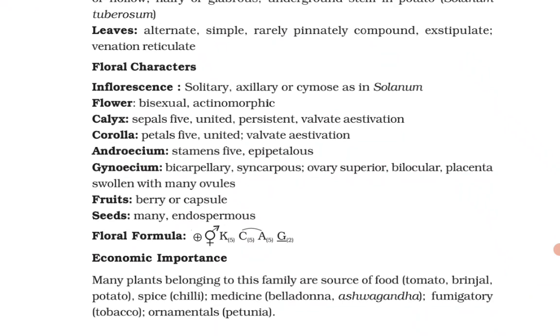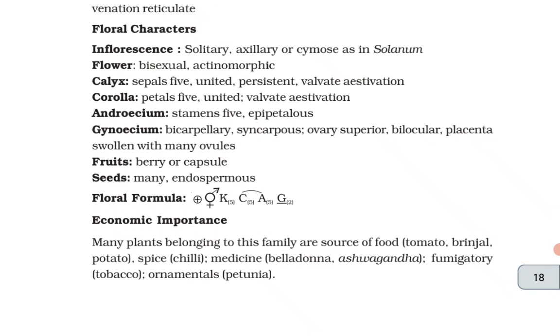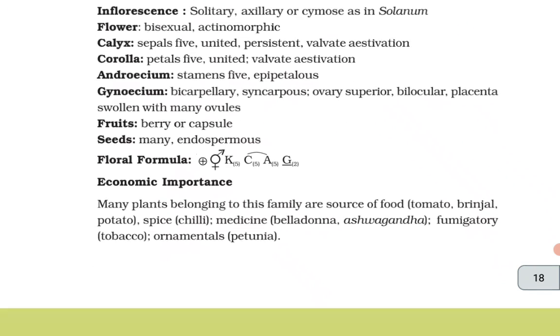Flower: bisexual, actinomorphic. Calyx: sepals 5, united, persistent, valvate aestivation. Corolla: petals 5, united, valvate aestivation. Androecium: stamens 5, epipetalous. Gynoecium: bicarpellary, syncarpous, ovary superior, bilocular, placenta swollen with many ovules. Fruits: berry or capsule. Seeds: many, endospermous.